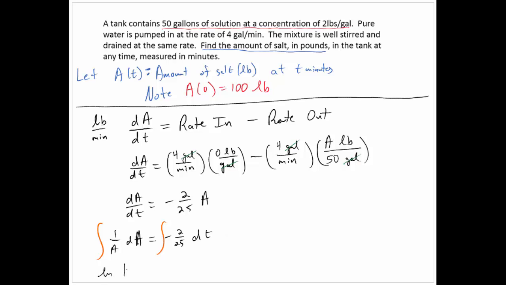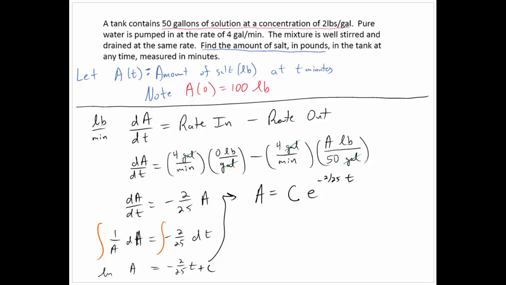So then natural log absolute A is equal to negative 2/25 t. And we're assuming that the amount of salt is positive, so we don't really need an absolute value in this context. Exponentiating, oh, I should have a constant here, shouldn't I? Plus a constant. All right, now, exponentiating and using that same little trick that we saw in the previous exercise, I can write that A is equal to some constant times e to the negative 2/25 t.